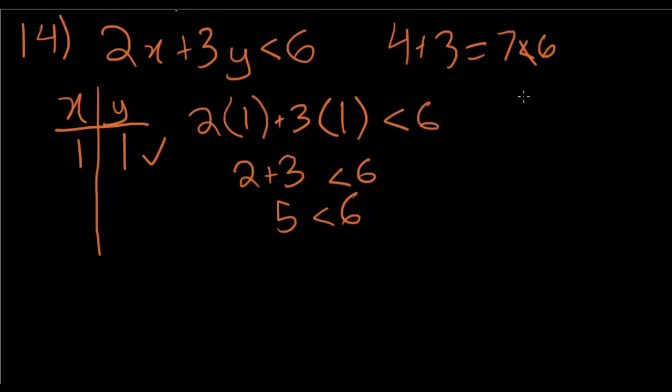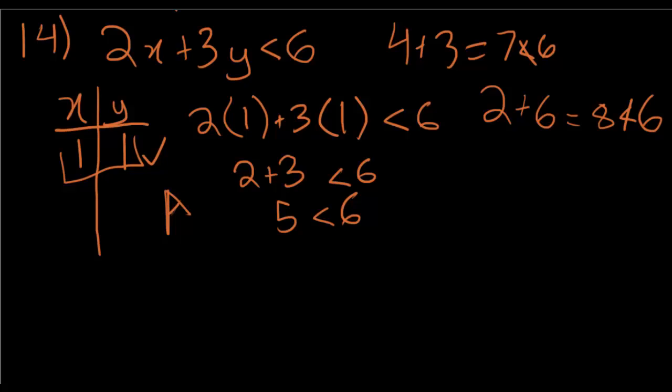Similarly, if we were to increase y, then 2 times 1 is 2, plus 3 times 2, which is 6, and 8 is also not less than 6. So both of them are incorrect. Our only ordered pair is (3, 1), and that is choice A, one ordered pair.